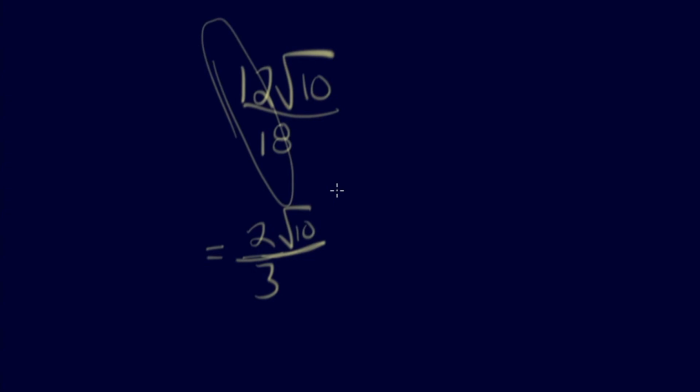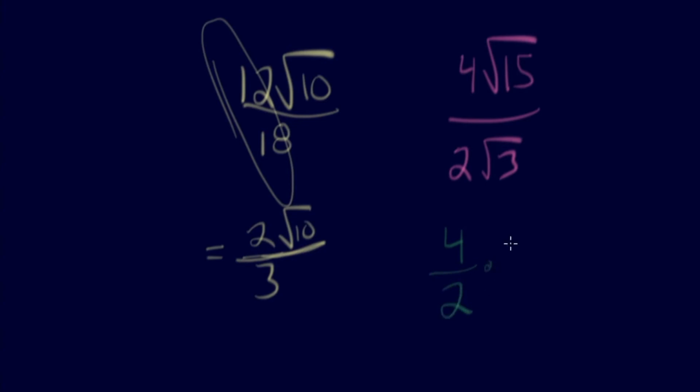And let's keep going. Let's say we had a 4 root 15, and we would put it over a 2 root 3. So over a 2 root 3. So what's this really breaking down as? Let's use some colors. This is really saying 4 over 2 times root 15 over 3. That's what it's kind of saying.